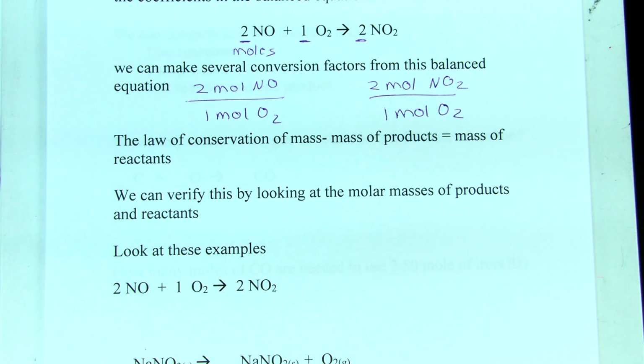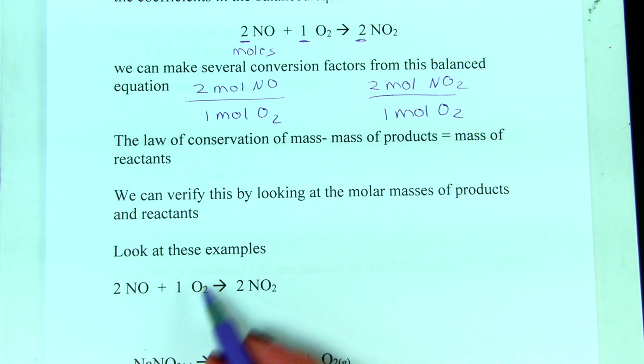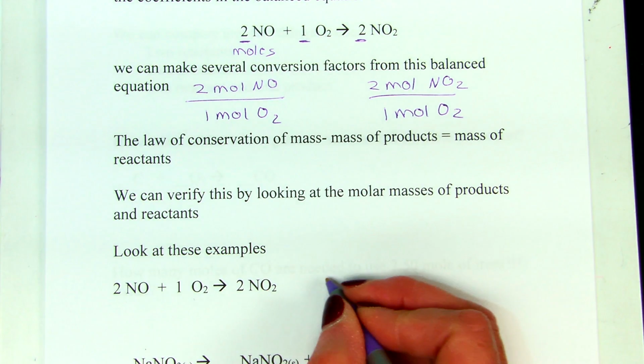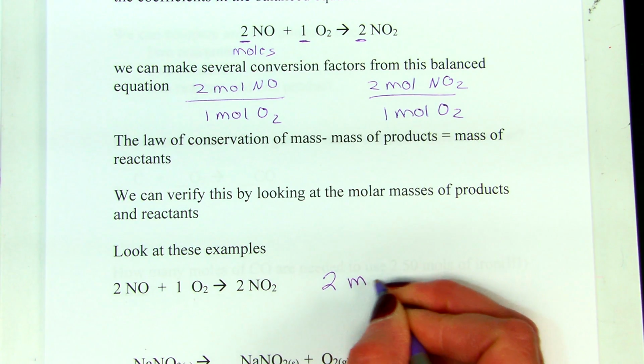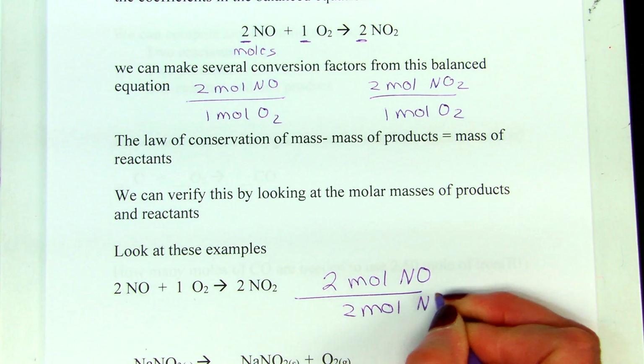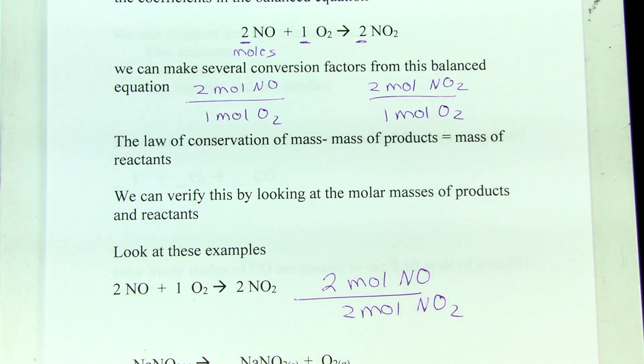So now we're going to start looking at these examples and just finding the ratios between them. And then we'll do some math with this. So we'll look at this first one. This equation, I said already, I could have 2 moles of NO for 1 mole of oxygen. I could have 2 moles of NO2 for 1 mole of oxygen. Or I could have 2 moles of NO for 2 moles of NO2.